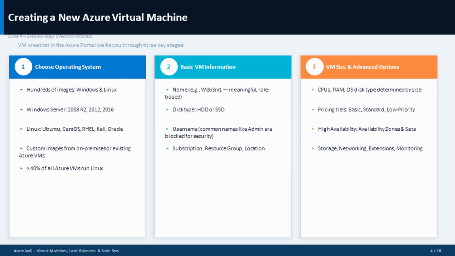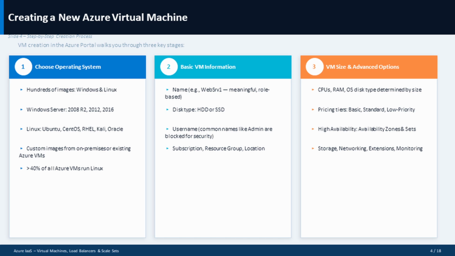In the second stage, you provide basic information: a meaningful name for your VM, like WebSRV1, to indicate it's a web server, your disk type, a username, and the subscription, resource group, and location for deployment. One important security note: Azure does not allow common usernames like admin or administrator, because many Azure VMs with public IP addresses can be reached via remote desktop. Using predictable usernames makes them easy targets for brute force attacks. This restriction helps protect your cloud resources.